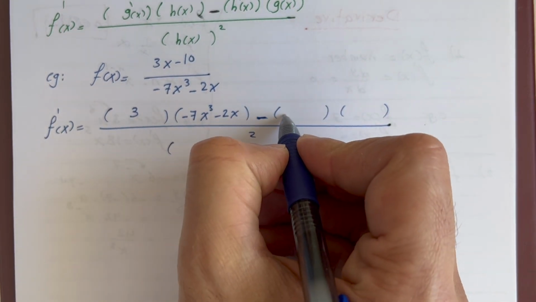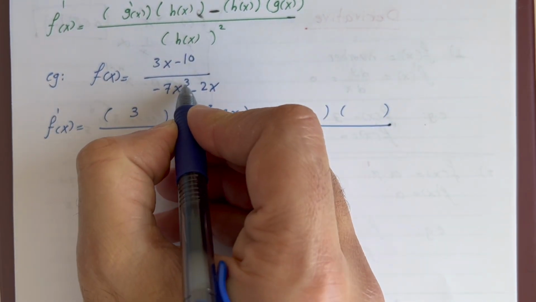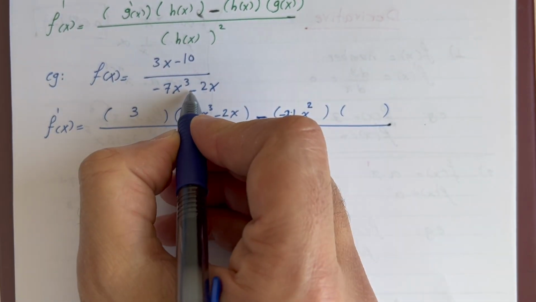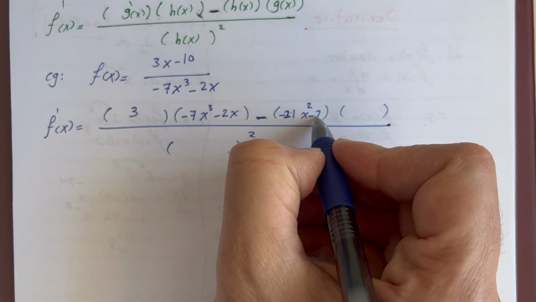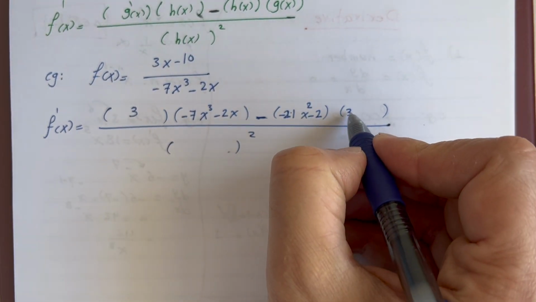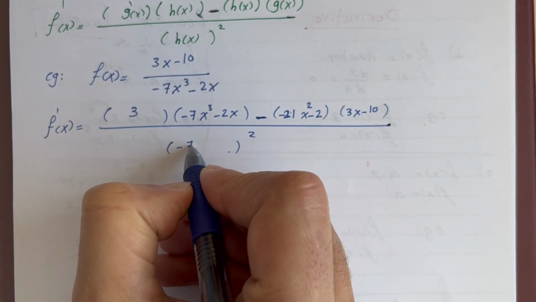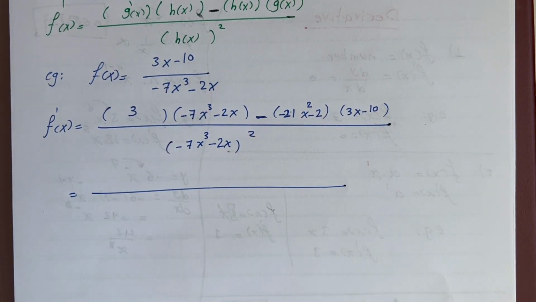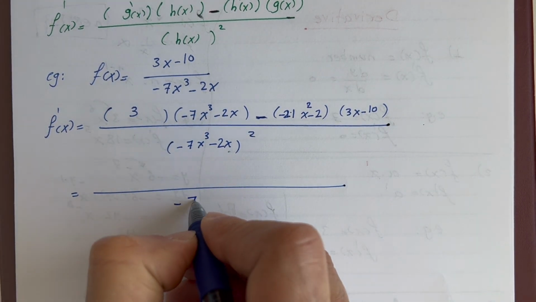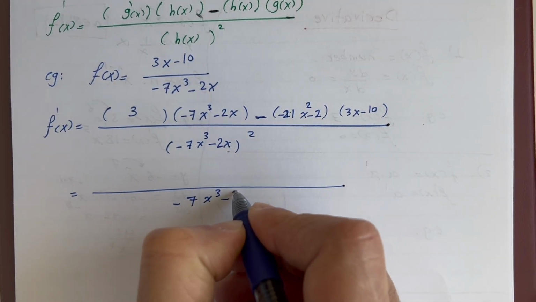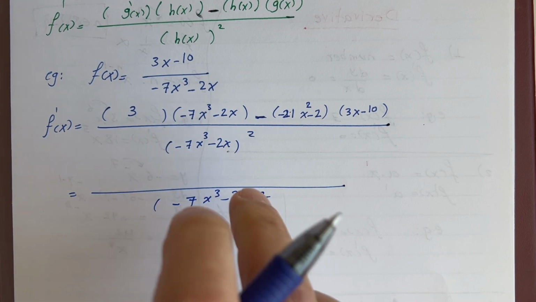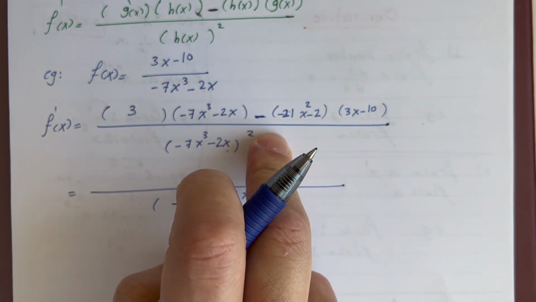Now minus the derivative of down. 3 times 7 is negative 21, and we subtract 1 from the power, so negative 21x squared. Minus 2x, the derivative is negative 2, times up, 3x minus 10, over the denominator squared. And now it's arithmetic skills, it's math, it's algebra, everybody can do that, it's easy. Just the first step is the most important one.